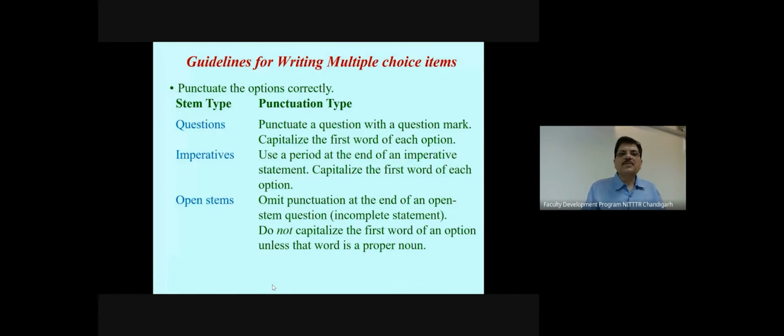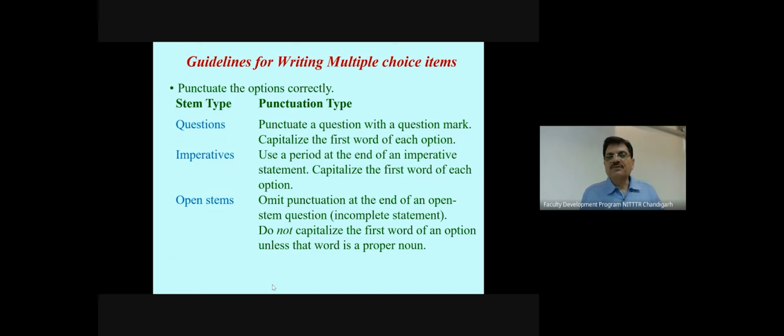Now punctuate the options correctly. If it is of a question type, punctuate a question with a question mark, and then you have to capitalize the first word of each option. In case of a sentence type multiple choice, use a full stop at the end of the sentence and capitalize the first word of each option.